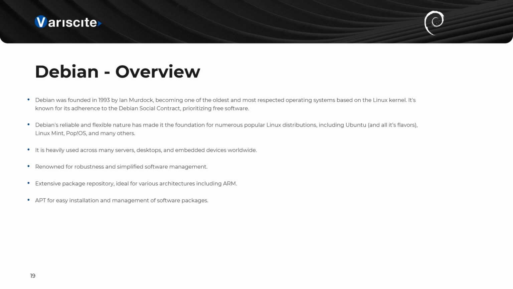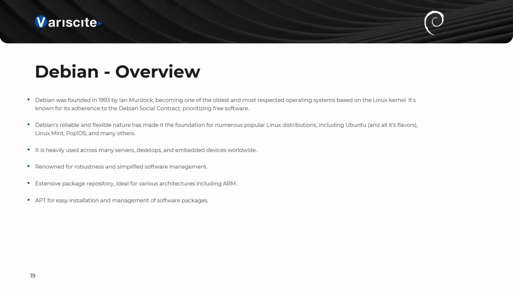Now, let's explore Debian, a cornerstone of the Linux ecosystem with a rich history and a reputation for reliability and flexibility. Debian was founded in 1993 by Ian Murdock, making it one of the oldest and most respected operating systems based on the Linux kernel. A key aspect of Debian is its adherence to the Debian Social Contract, which prioritizes the principles of free software. This commitment ensures that Debian remains open, transparent, and community-driven.